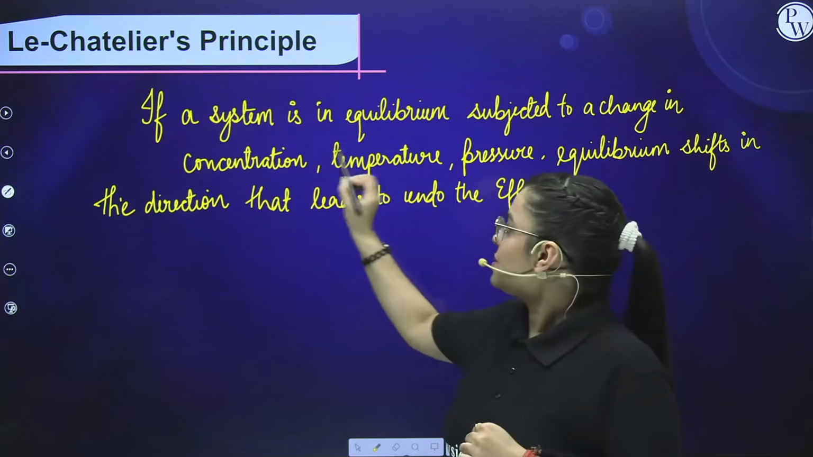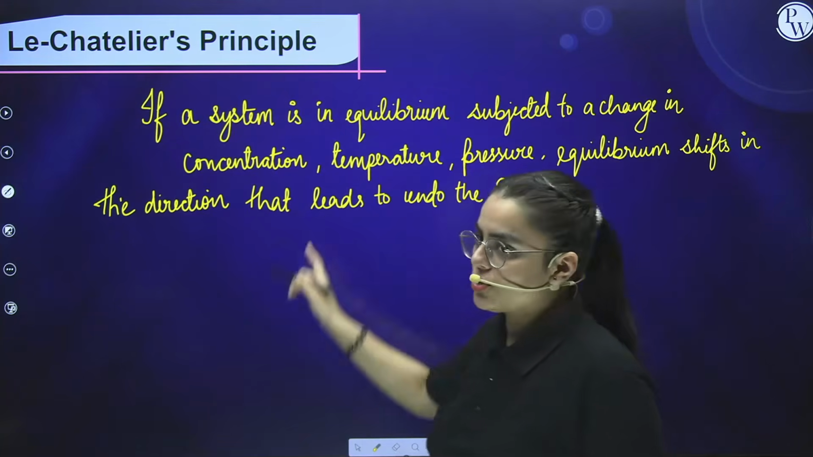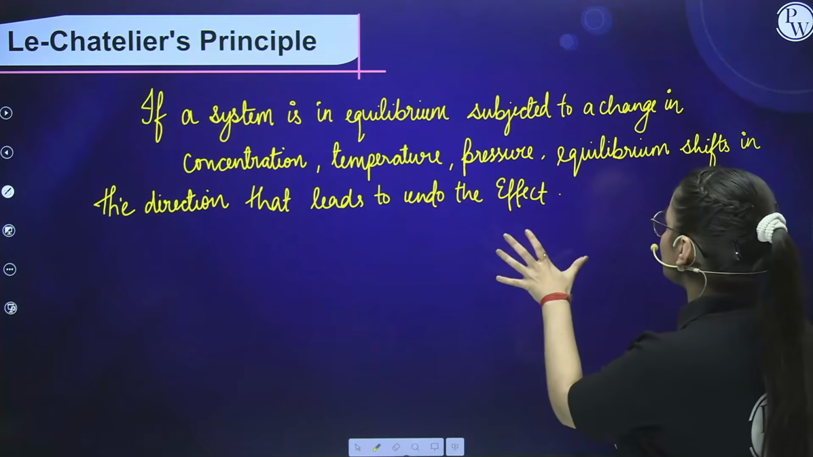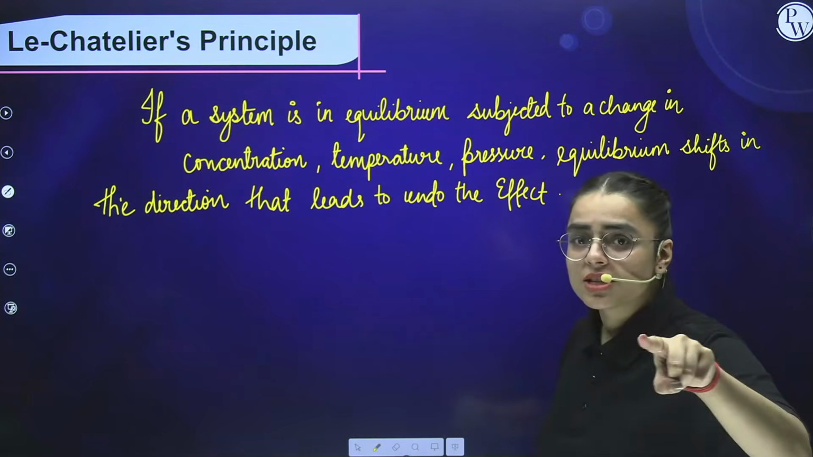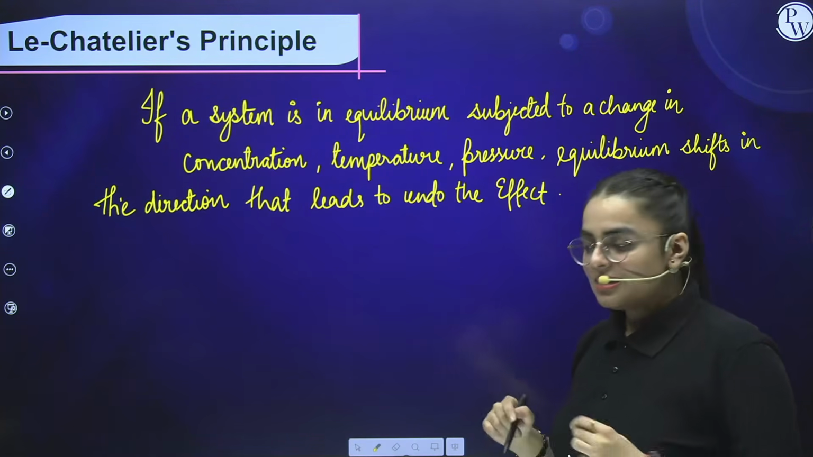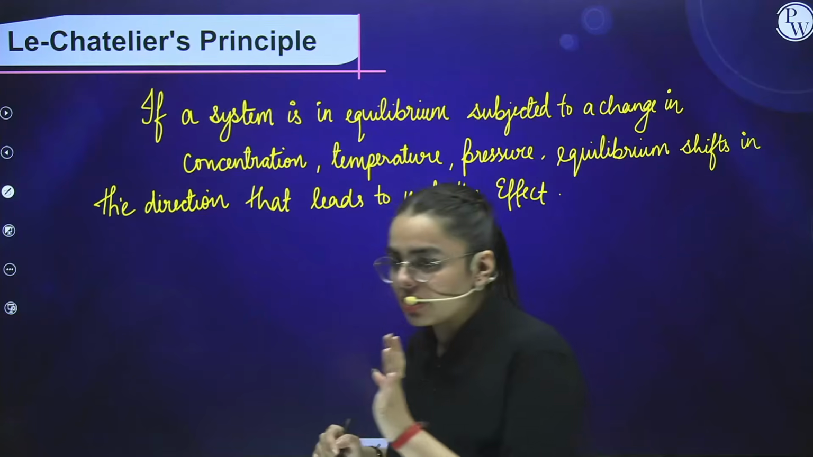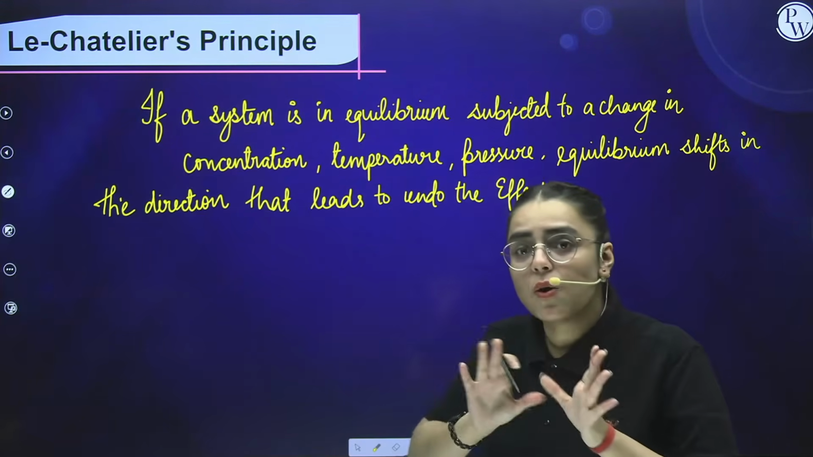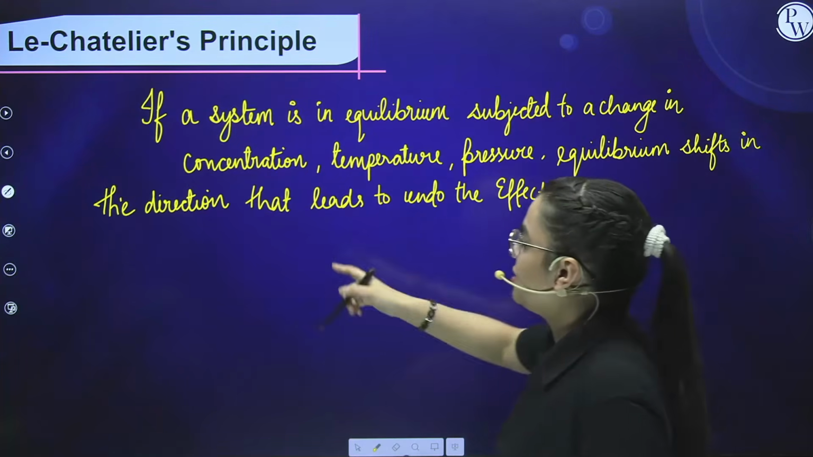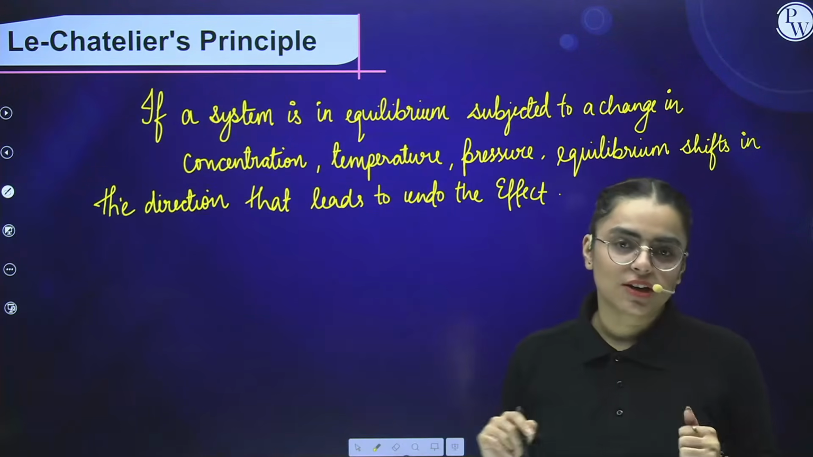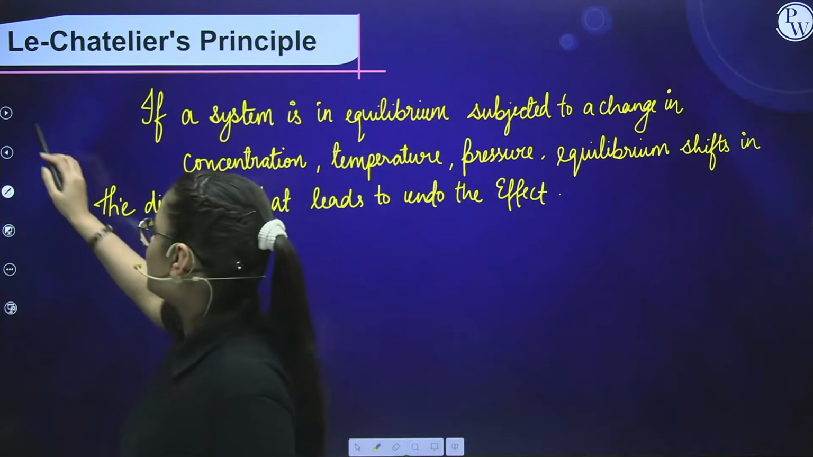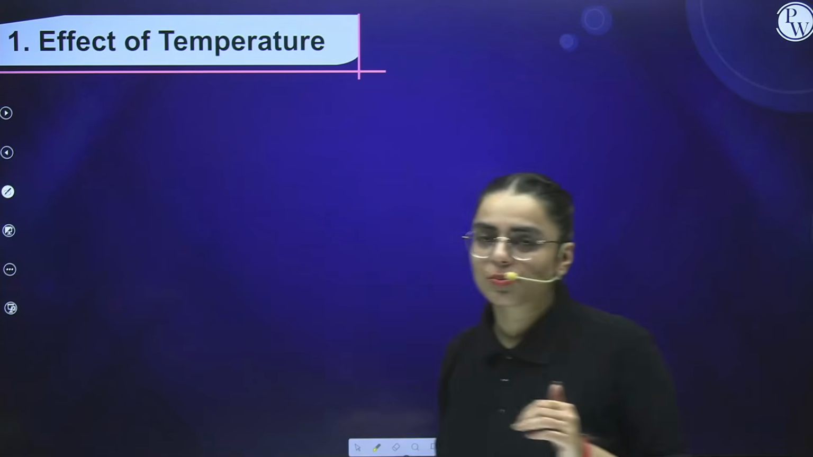If a system in equilibrium is subjected to a change in the concentration, either you increase or decrease it, or temperature or pressure, the equilibrium shifts in the direction that leads to undo the effect. See, you have done an effect. To cancel the effect out, equilibrium will shift in the direction that will reduce the effect. Okay, so this is what the Le-Chatelier principle is. We will see their effects in detail. You will get to know more about the Le-Chatelier principle.